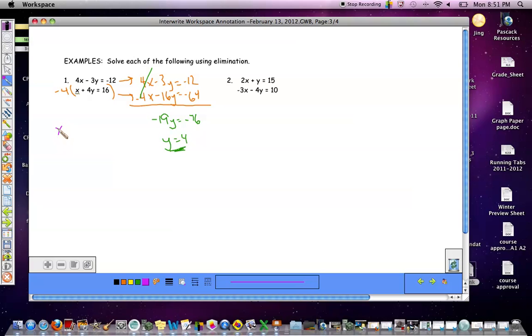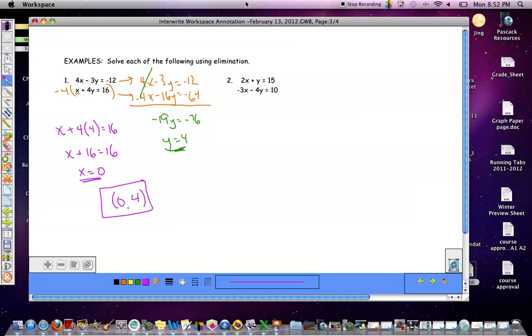And I'm going to get x plus 4 times 4 equals 16. So x plus 16 equals 16. Subtract 16 from both sides. x equals 0. So my final solution is 0, 4. If I had chosen to cancel the y's, which would be a little bit more difficult, where you have to multiply the top and bottom equations by numbers, I'd still get the same thing of 0, 4.